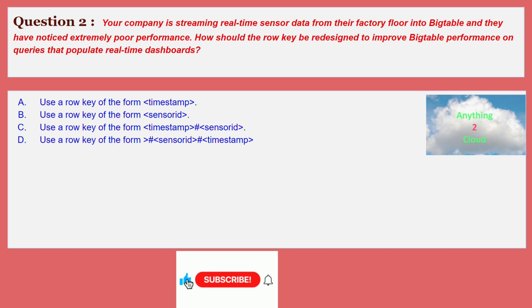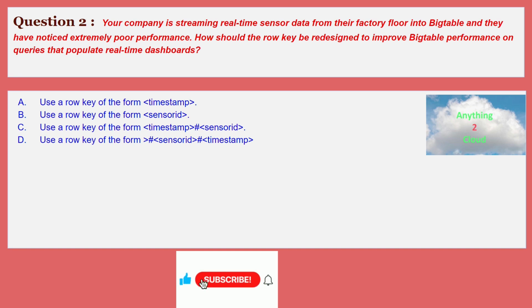The given options are: the first one is use the row key of the form timestamp. The second option is use the row key of the form sensor ID. The third option is use the row key of the form timestamp sensor ID. And the fourth option is use the row key of the form sensor ID timestamp. Here the question talks about streaming real-time sensor data into Bigtable, and they noticed very poor performance. They want to redesign the row key to increase the performance. So we need to find the best one from these four answers.